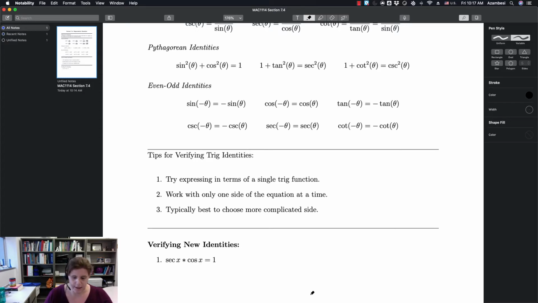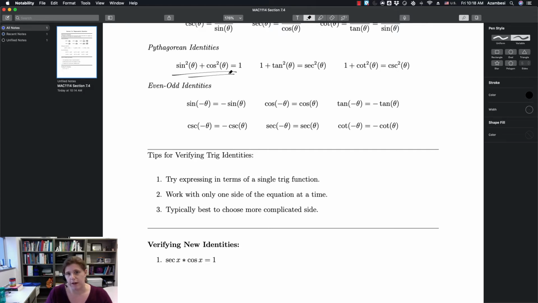The easiest idea is to try expressing in terms of a single trig function to simplify. We should only work on one side of the equation. So you pick a side and work on that side and try and make it into the other side. You cannot work on both sides of the equation unless you're working directly with an identity. When we're verifying, we cannot work on both sides of the equation. When you get up to calculus, you're only going to have one side of the equation. So this is practice for that.